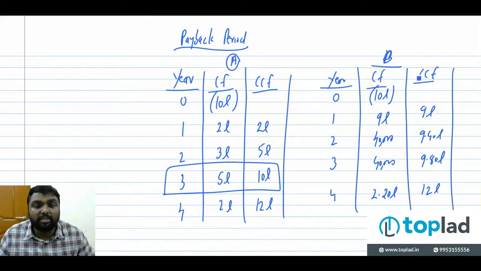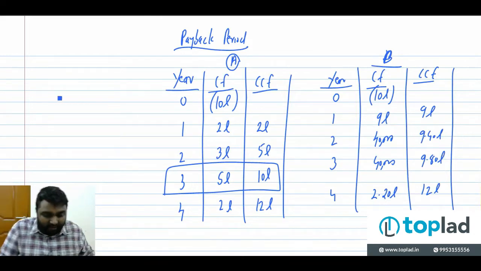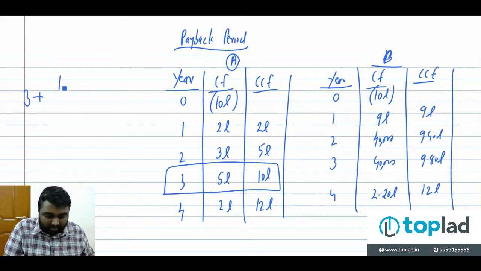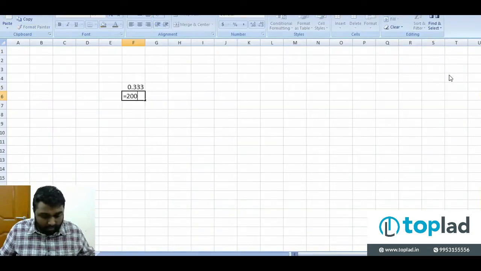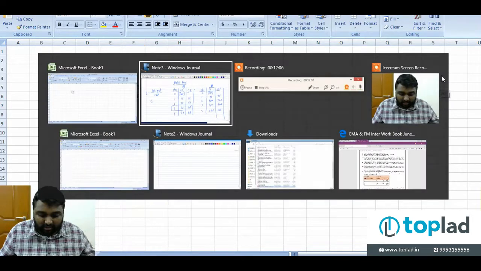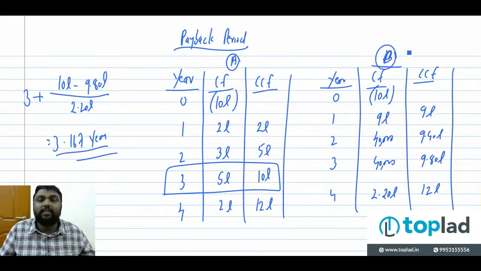Now you tell me which is the best one. See, A recovers at the end of the third year. B, third year we are not getting. B is coming into the fourth year. Exactly, if you want the answer, 3 plus (10 lakh minus 9 lakh 80) divided by 2 lakh 20, so 3 plus 20,000 divided by 1 lakh 20, which is 3.167 years. B is 3.167, whereas A is 3 years.